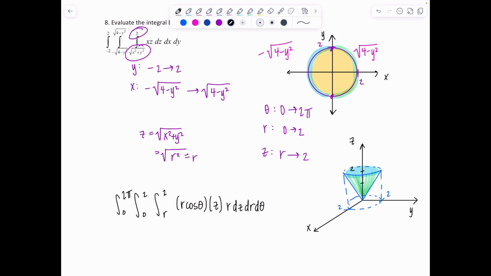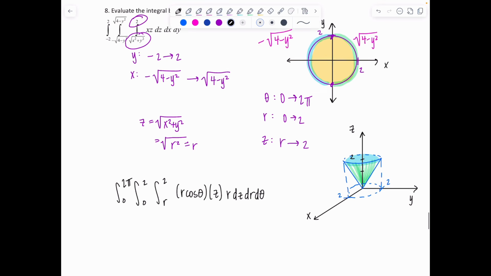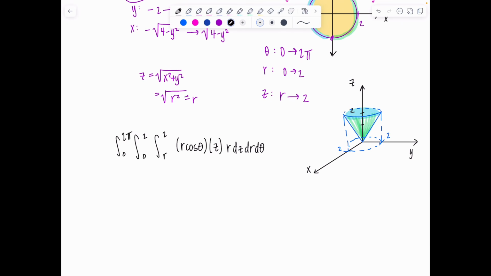Okay. Now, what does this integral represent? It's not a volume, right? It's some 4-dimensional quantity. Okay. I'll let you work through it. It comes out to 0. I know. Somewhat unsatisfying. But anyways, that's that.